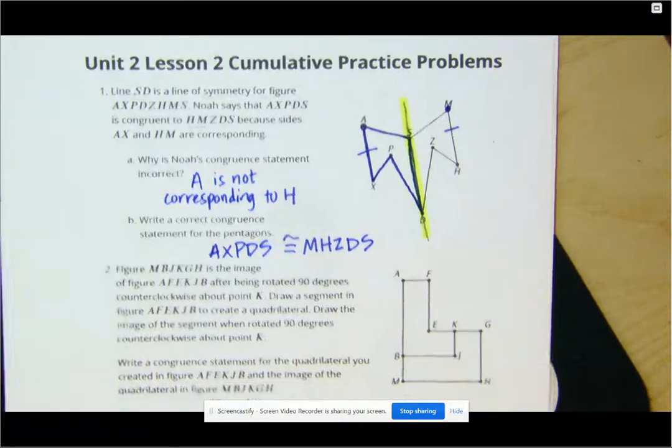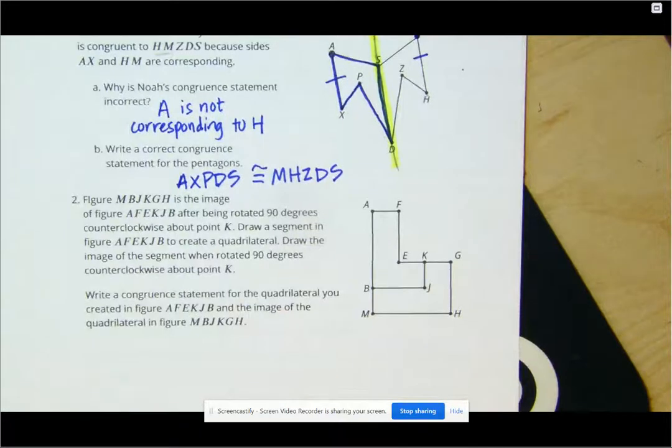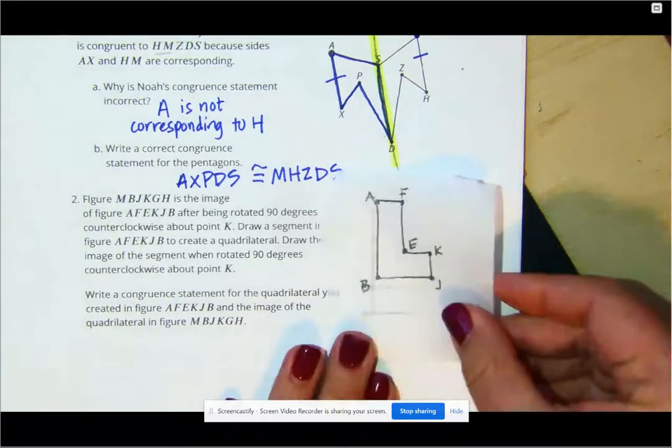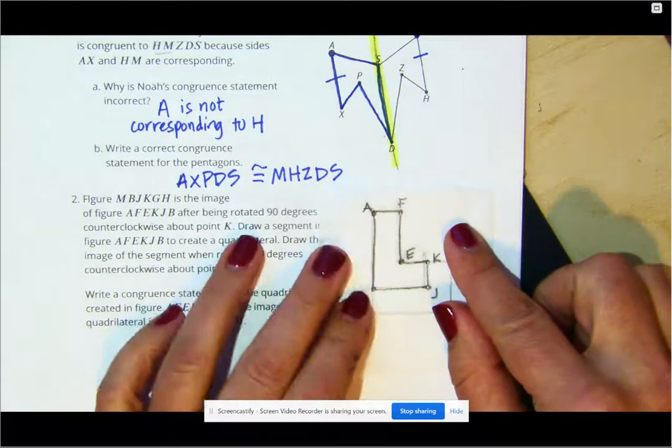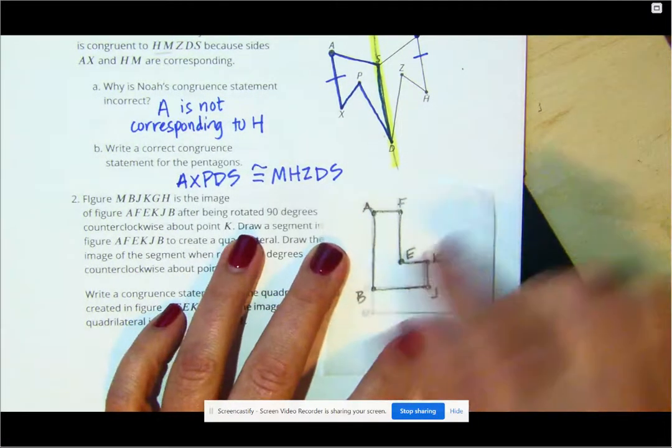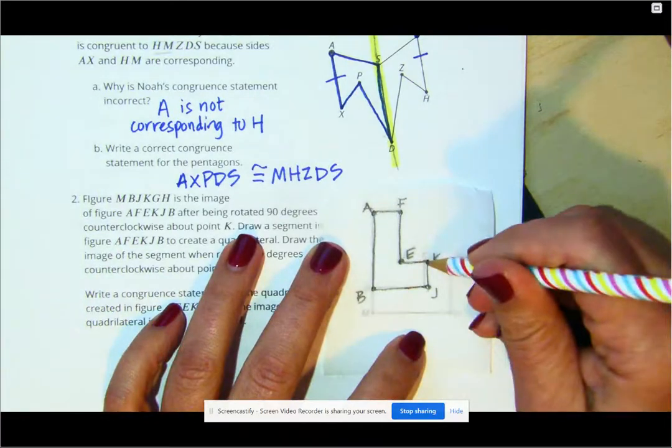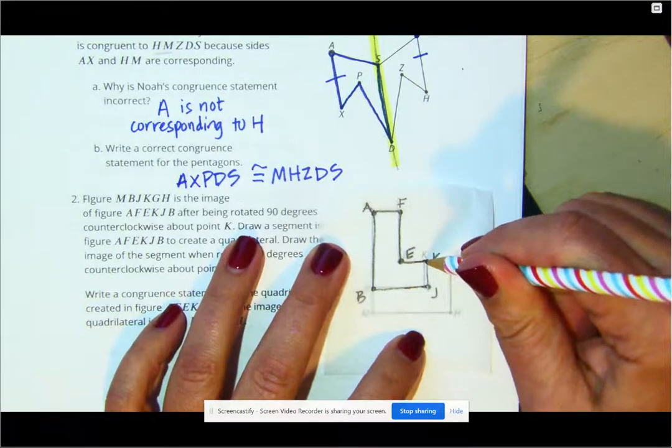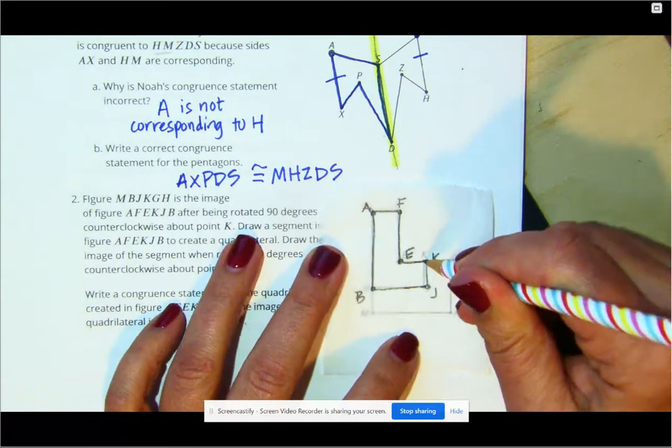All right, number 2. It says figure MBJKGH is the image of figure AFEKJB after being rotated 90 degrees counterclockwise about point K. So I did this. I just want you to see it. I got some parchment paper out of my kitchen drawer, right? So here's that shape, and it said it was rotated counterclockwise 90 degrees.